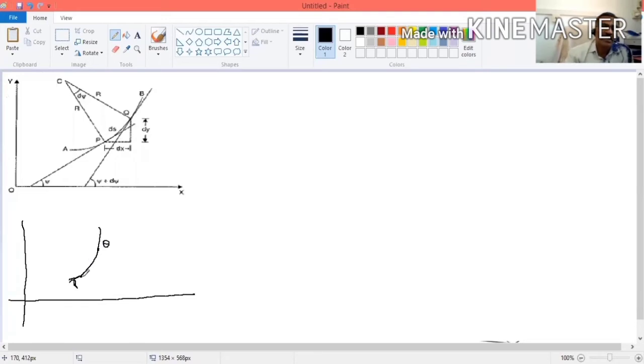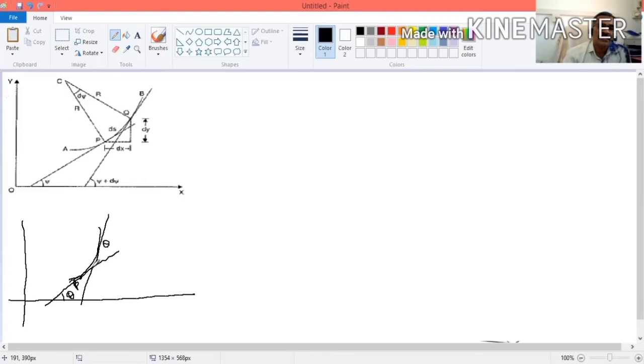So now I am calculating the slope at this point. For that you have to draw a tangent at this point, the point P. Now this angle is theta. Now I am drawing the tangent at the other point, point Q.